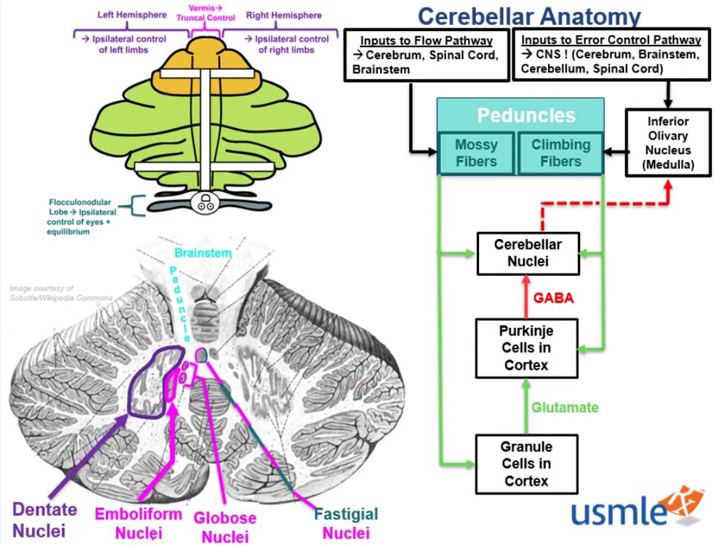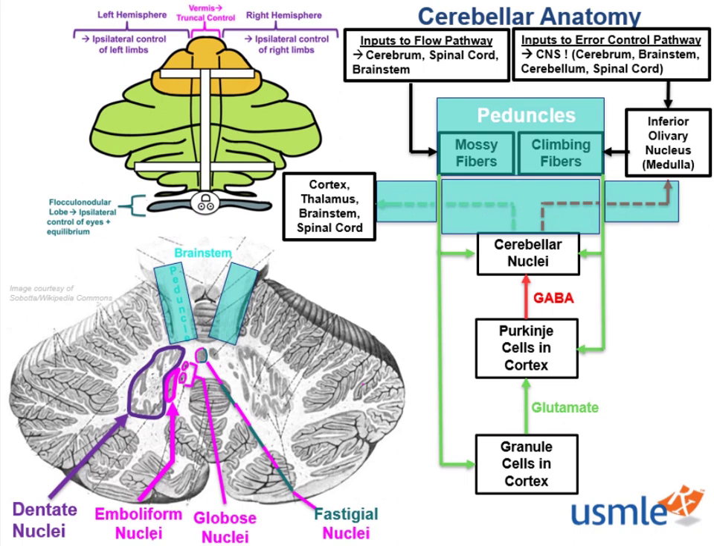Overall, you must understand that the cerebellar nuclei are responsible for 100% of the cerebellar output and project to pathways in the cortex, thalamus, brainstem, and spinal cord via the output peduncles, the superior cerebellar peduncles, and inferior cerebellar peduncles.